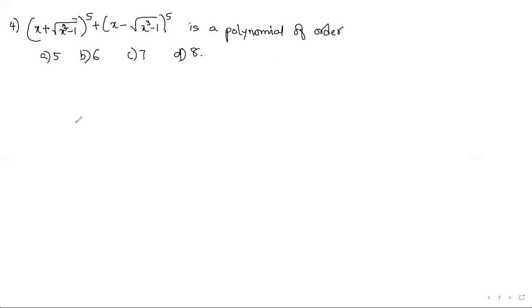In this one, they're asking what is the order of this polynomial after we expand these two expansions. What is the order of the polynomial that will be formed? And they have given four options: 5, 6, 7 and 8. So basically when (x plus a) whole power n and (x minus a) whole power n are added, if both these terms are added, then odd terms will be cancelled.